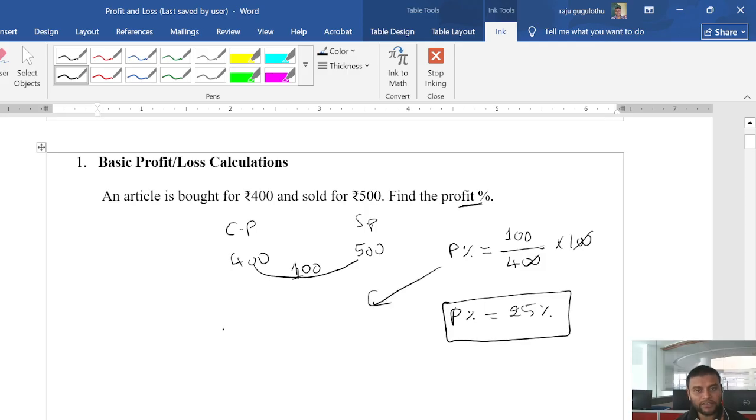If you want me to write the formula, profit percentage is equal to profit observed divided by cost price into 100. Always remember, profit or loss will be observed on cost price only. So when you are doing profit or loss questions, you will be having cost price in the denominator. So the answer is 25%. Okay friends, let us go to the next question.